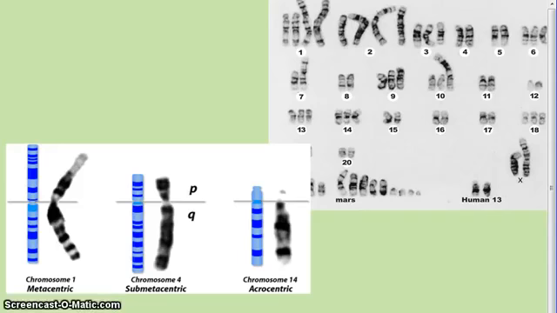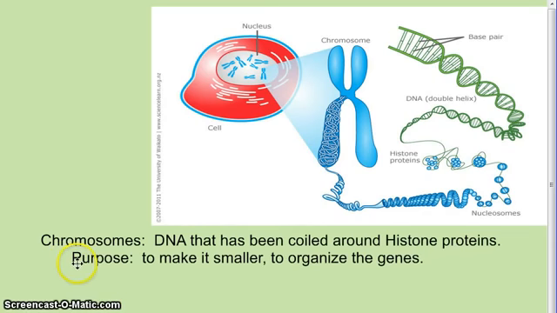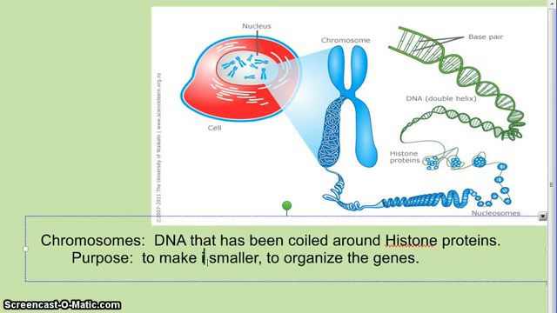That's what you need to know. DNA, genes, and chromosomes. You need to be able to draw it. You need to be able to label the parts. And then you need to be able to write a sentence or two about what each part means. And when it comes to the chromosome in particular, you need to know why they're made. So they're made to make the DNA into a smaller package and to organize the genes.